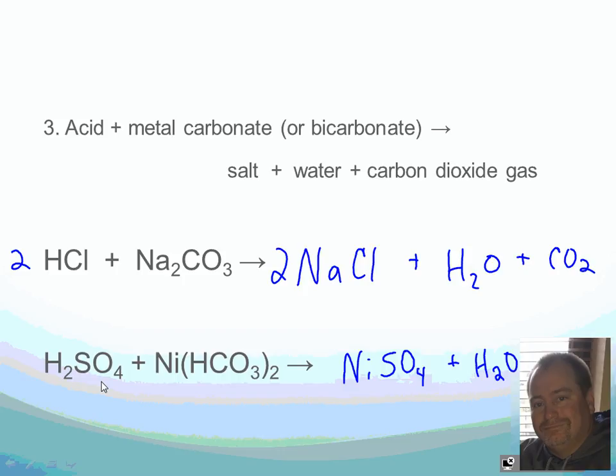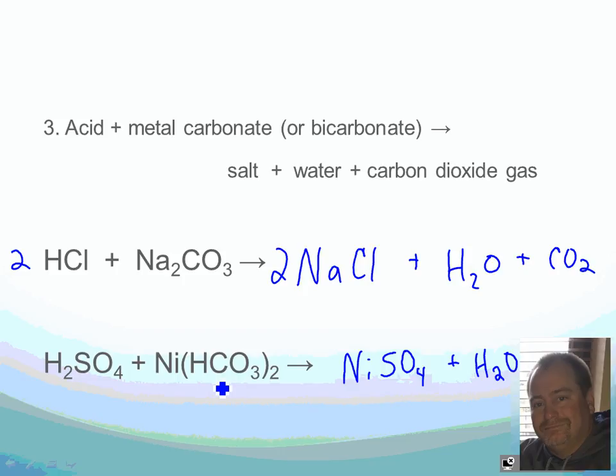Now this is going to probably be a little more challenging because I have to balance this. All right? I can see that my nickel is okay. So is my sulfate. My water and my oxygens and my carbon dioxides are not. I know that over here, I have two carbons, don't I? So I'm going to put a 2 in front of my carbon dioxides because I know I need two carbons. When I do so, my carbons are balanced, okay?